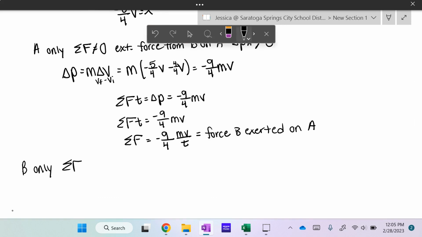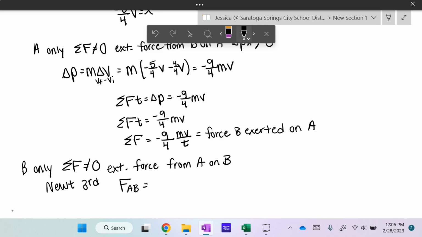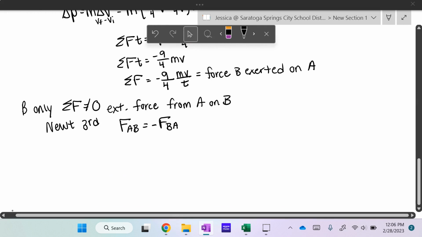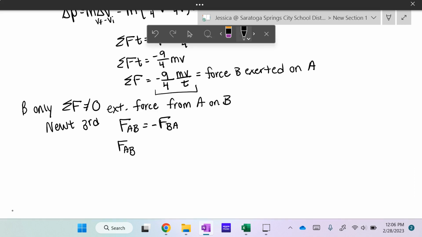Okay. Again, if I'm looking at the B only system, the net force is not going to be 0 because there's an external force from A on B. And now Newton's third says that the force from A on B is going to be equal and opposite to the force from B on A. Right? And I just found that force from B on A. So I know the force from A on B is going to be the negative of the force I just found. So negative times negative makes it positive. So the force from A on B is 9/4 mv over t, just in the opposite direction.